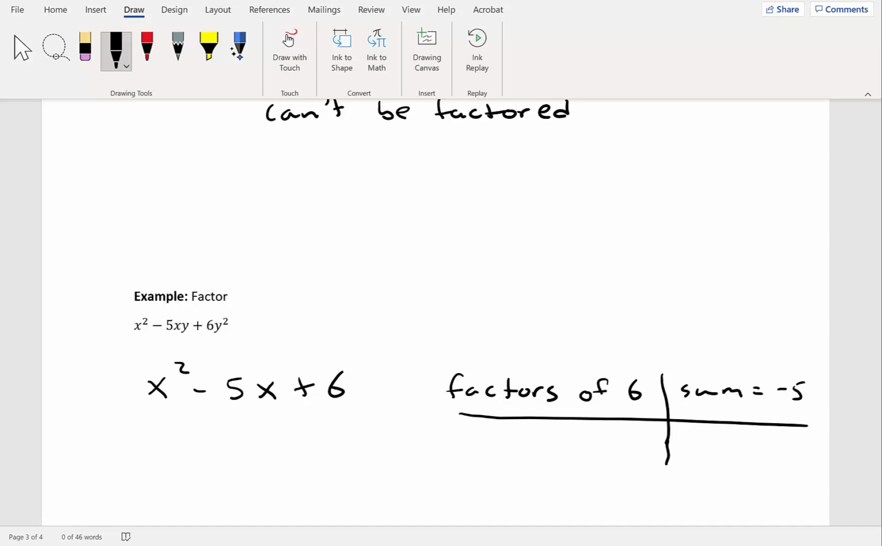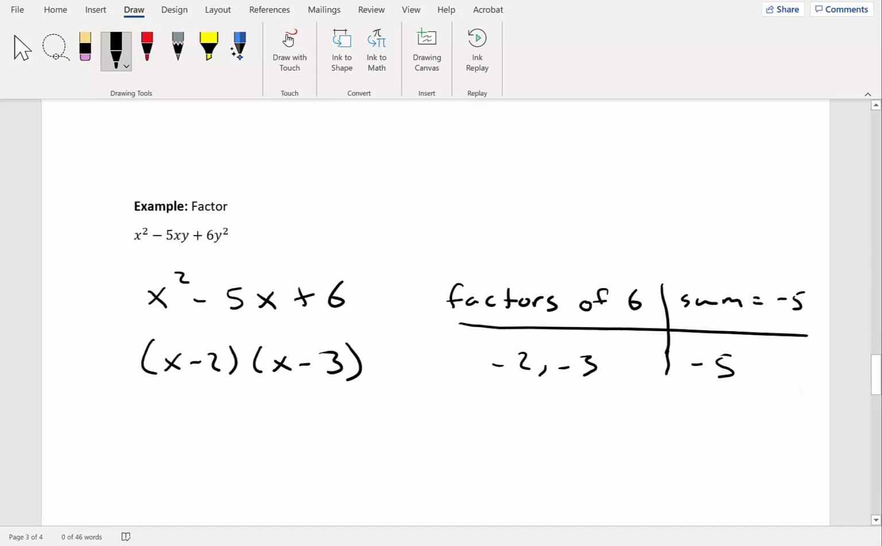Now, the only way that you could multiply two numbers to give you a positive, and when you add them together, it gives you a negative, is if both the factors are negative. So I could use negative 2 and negative 3. Negative 2 times negative 3 gives me positive 6. If I add them together, I get negative 5. So in this particular problem, when I don't have any y's in the problem, this factors into x minus 2 and x minus 3.